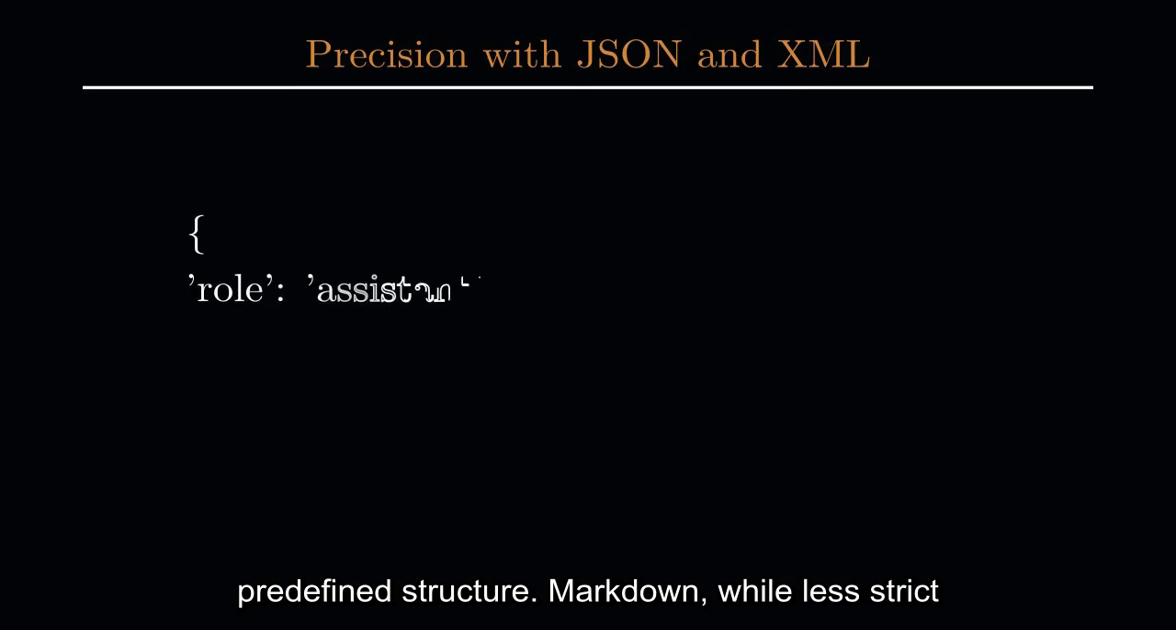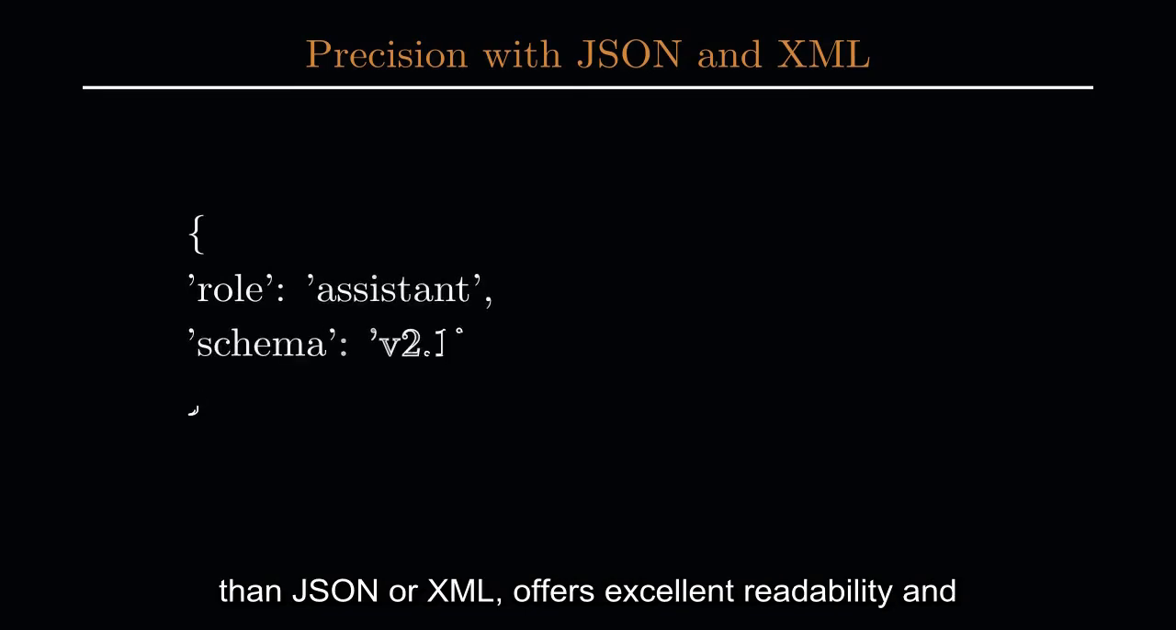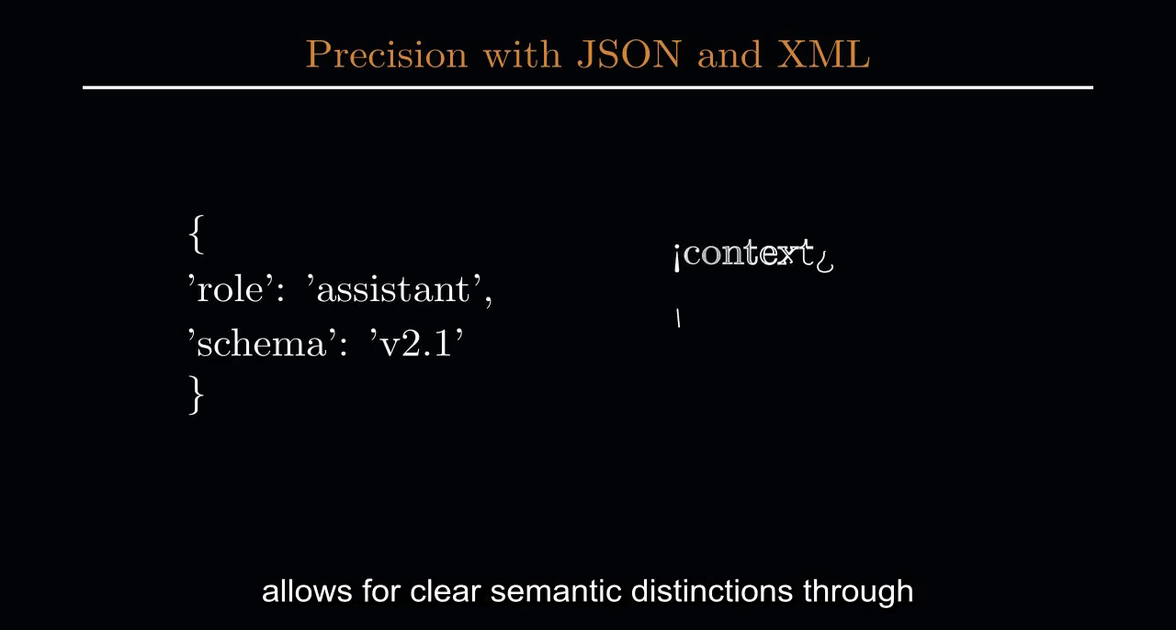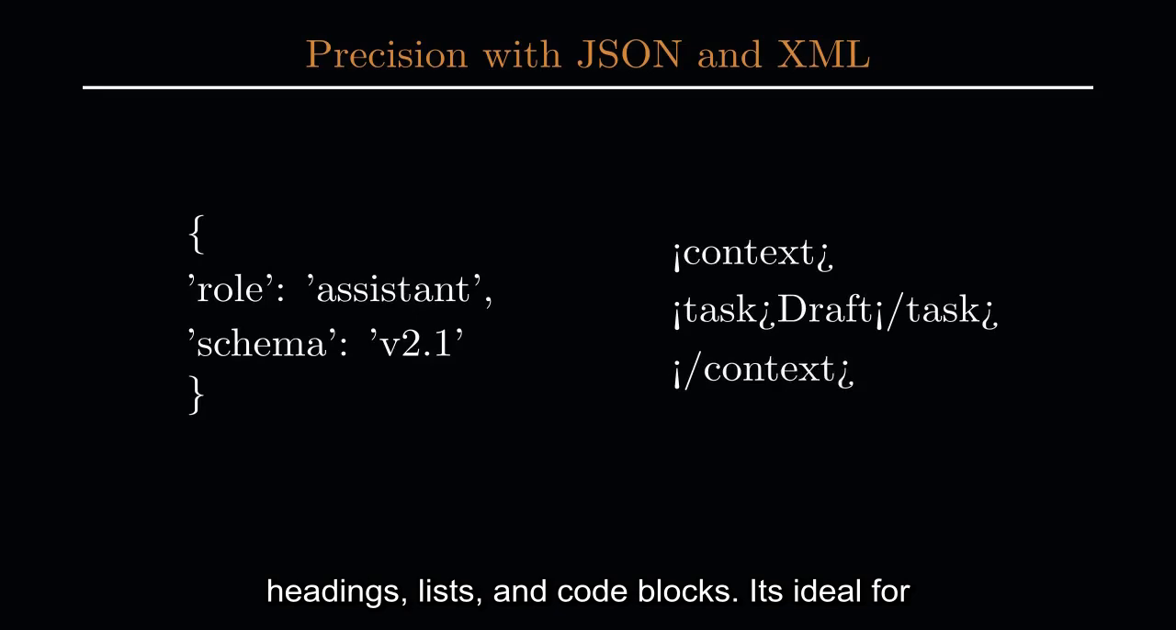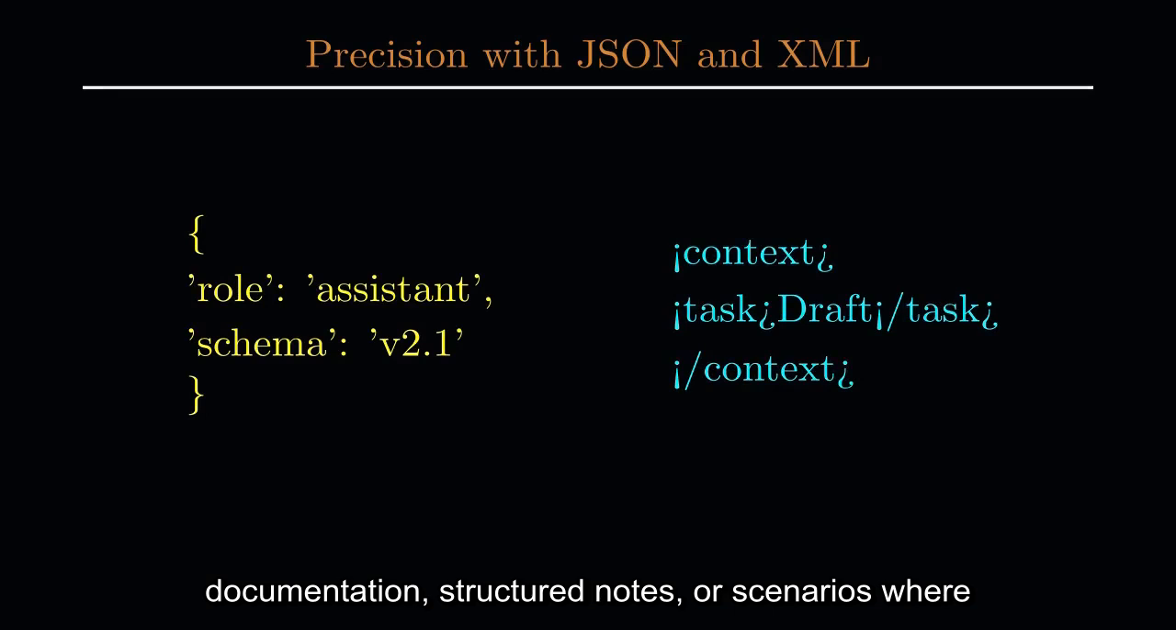Markdown, while less strict than JSON or XML, offers excellent readability and allows for clear semantic distinctions through headings, lists, and code blocks. It's ideal for documentation, structured notes, or scenarios where human readability is as important as machine parsability, ensuring both clarity for you and consistent processing by the AI.